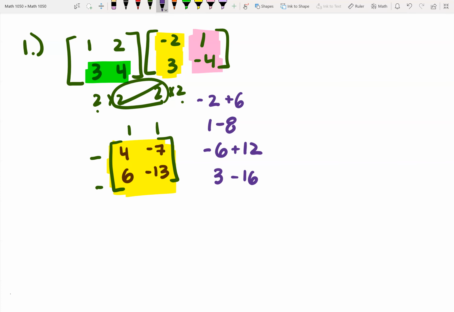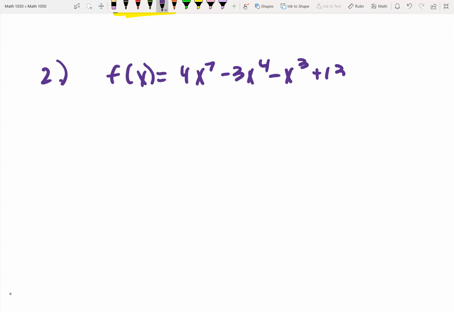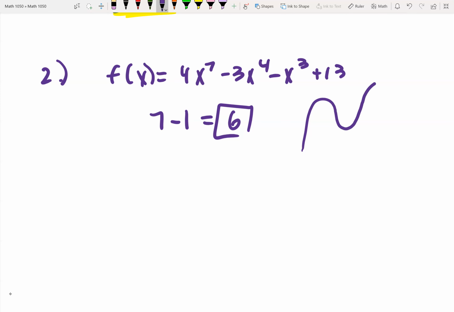Okay, number 2. Okay, so this one's super easy. Here's your equation. The only thing that you care about is that biggest exponent is a 7. So turning points is take the biggest exponent, subtract 1, and you get a 6. That's the most number of turning points. Remember, turning point is you're going along and you turn, and then you turn, and then you turn. Those are turning points.